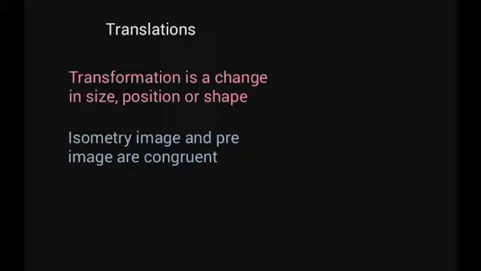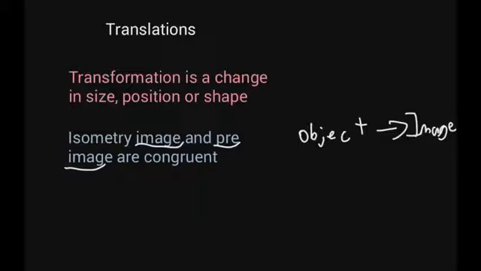So there are two other terms I said there, image and pre-image. And I don't really like the term pre-image. I like the term object and then image. The reason I like that is because I think of a picture. You take a picture of an apple. So we've got our apple here. So that's our object. We take a picture of it. It's now on our phone as an image.